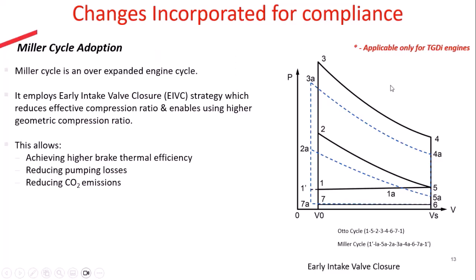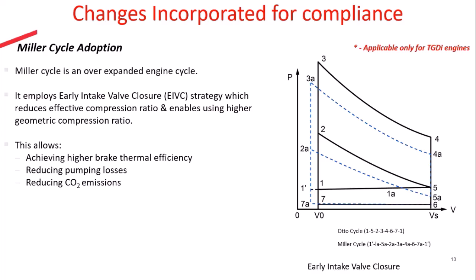Now comes another big discussion for this session, the Miller cycle. A Miller cycle is applicable only to TGDI engines. That is the first take. We have the TGDI engine, the G20 TGDI in the 700 Scorpio N and the all new Thar, and another is the 300 TGDI engine. So the Miller cycle is applicable only for TGDI engines as of now. That's what we have been discussing.